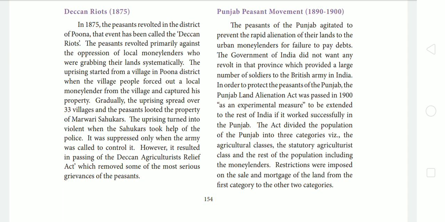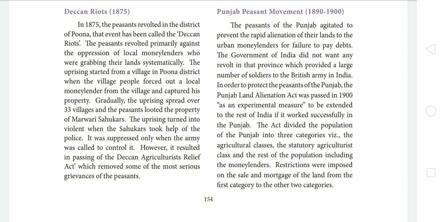So this revolt started when the peasants revolted primarily against the oppression of the local moneylenders. Firstly, the peasants revolted against the local moneylenders, those who grabbed their lands systematically. After that, this uprising started from a village in Pune district.